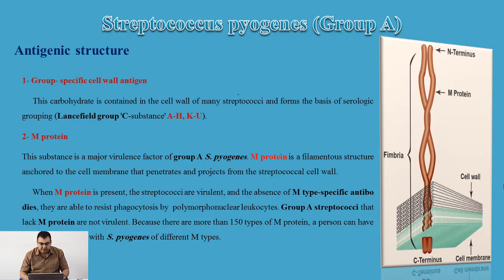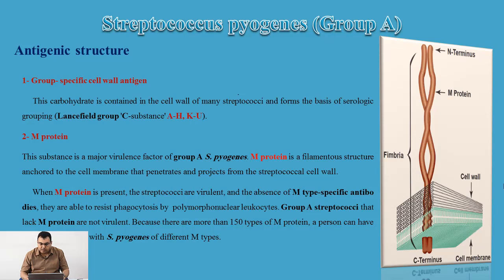Two, M protein. This substance is a major virulence factor of group A Streptococcus pyogenes. M protein is a filamentous structure anchored to the cell membrane that penetrates and projects from the streptococcal cell wall. When M protein is present, the streptococci are virulent, and in the absence of M-specific type antibodies, they are able to resist phagocytosis by polymorphonuclear leukocytes. Group A streptococci that lack M protein are not virulent.